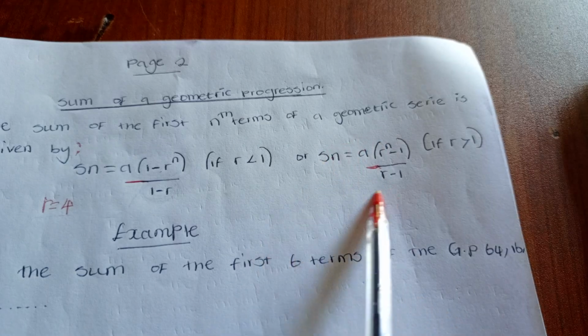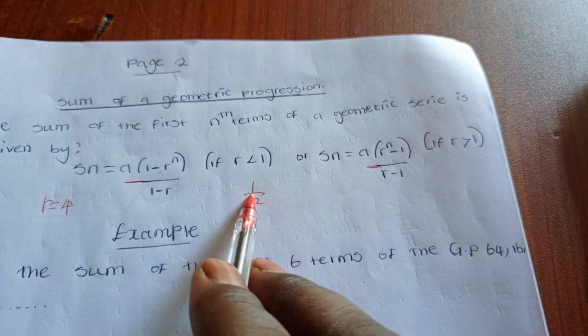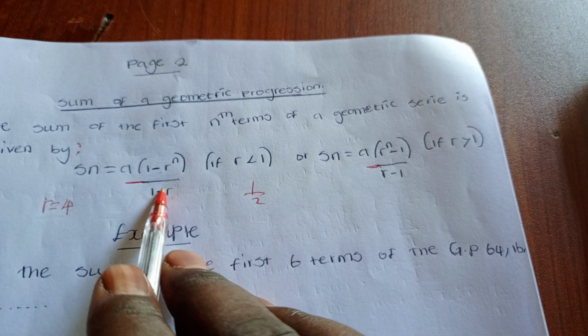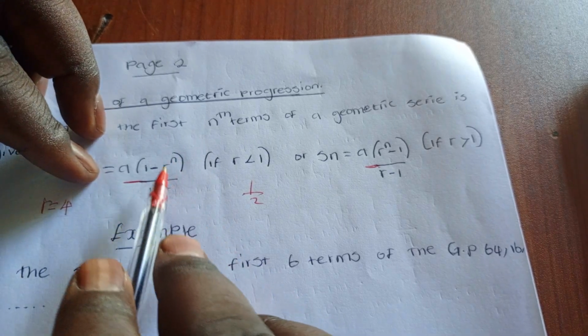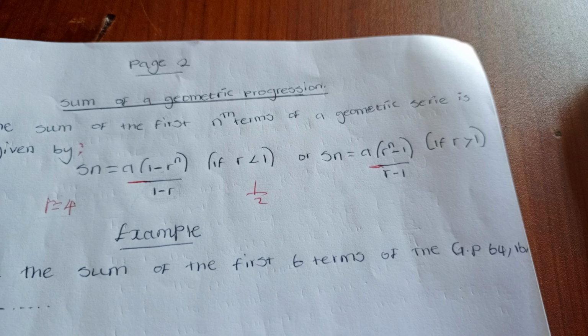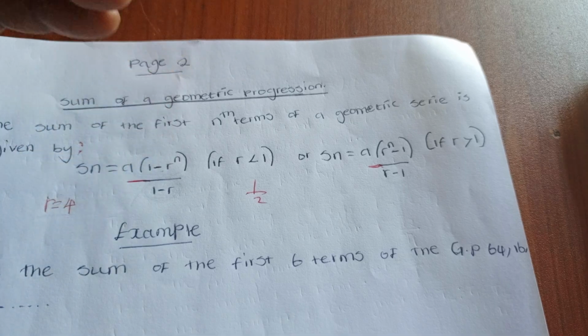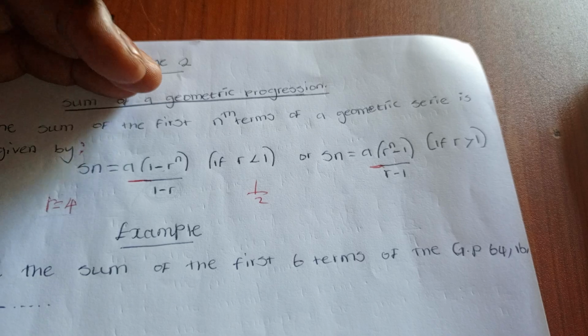So you need to analyze the situation here. For example, if our r is 1 over 2, since 1 over 2 is less than 1, we use this one, 1 minus 1 over 2. The answer here will be positive. So it means the correct formula to use is this one. So here you need to analyze the situation before you write the formula and start solving. You need to know your r, then from there pick which formula to use. So this is a formula for finding the sum of the GP.